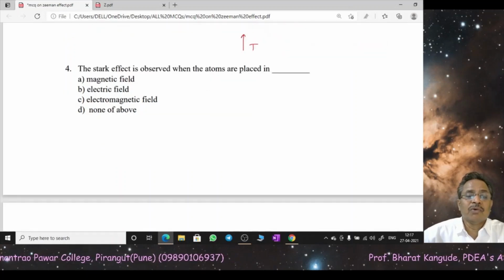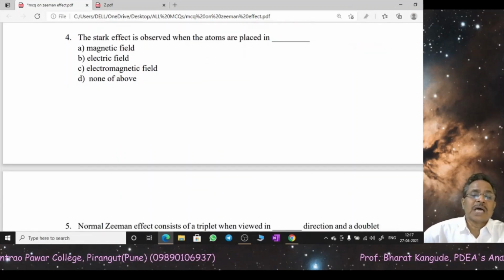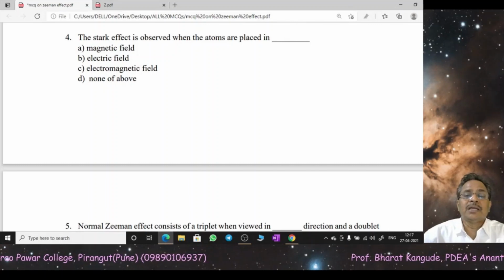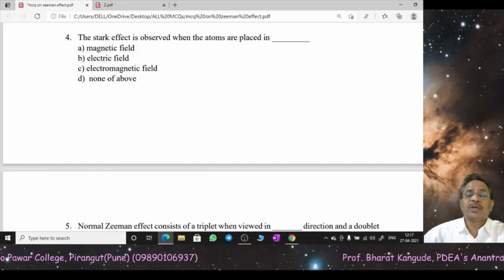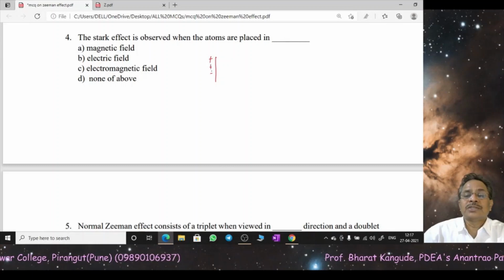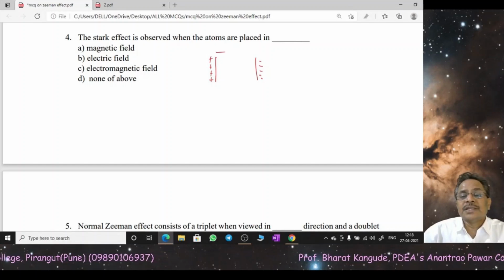Whereas question number 4 is a different one. The Stark effect is observed when the atoms, same case again. So in spite of this, if I apply an electric field, with some positive charges here and negative charges here, this is the negative charge plate, and there is an electric field from positive to negative.